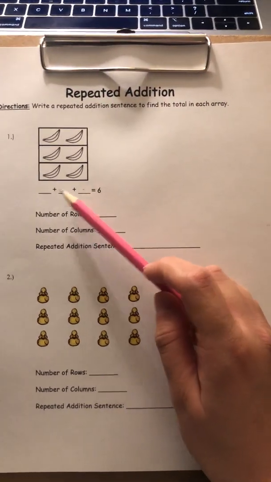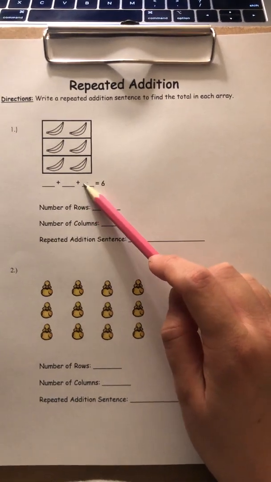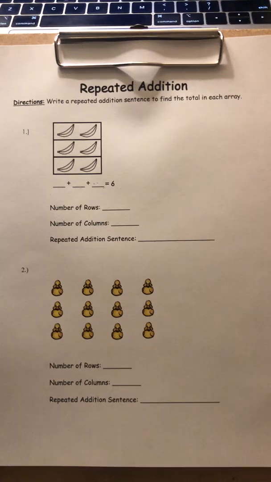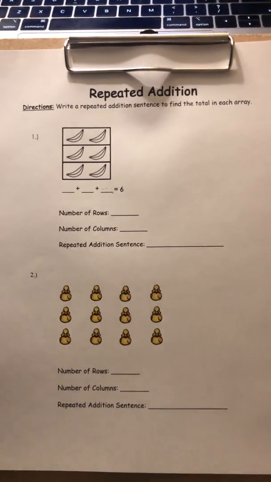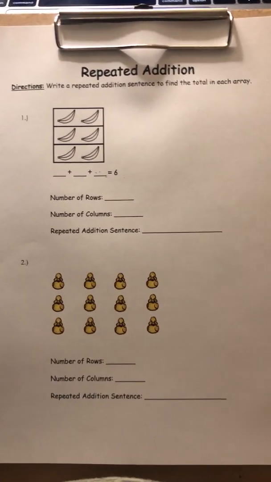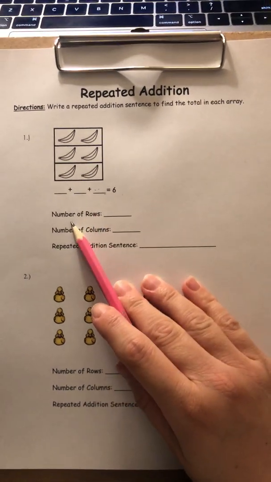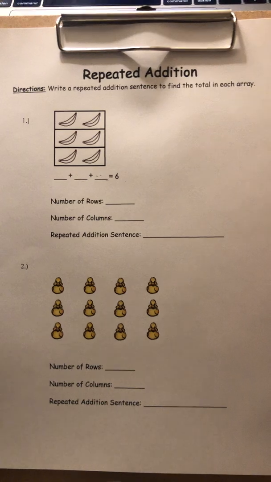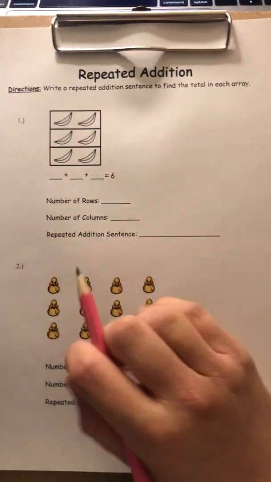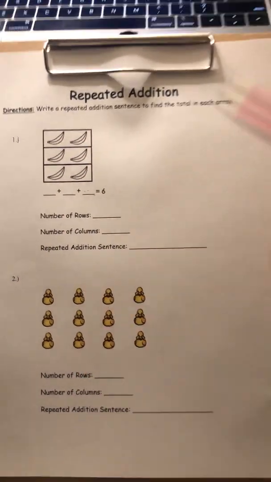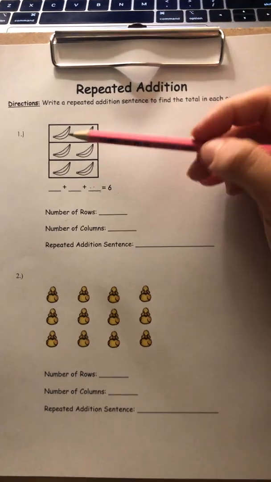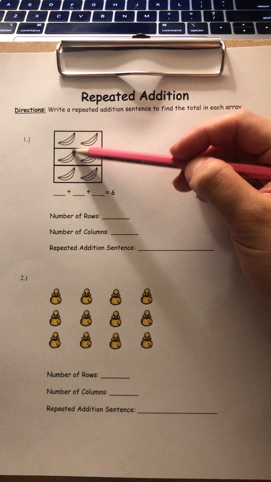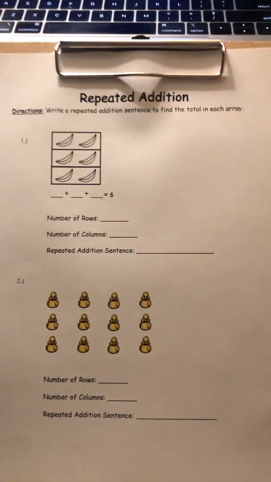I am given 3 blanks with plus signs in between and a 6 after the equal sign. So that's a little hint to help me find one of the two repeated addition equations. I also have to find the number of rows, the number of columns, and the repeated addition sentence for this array. So I'm noticing that they might have used the columns. So I'm trying to decide if they use the columns or if they use the rows.